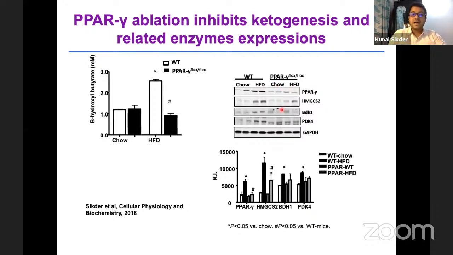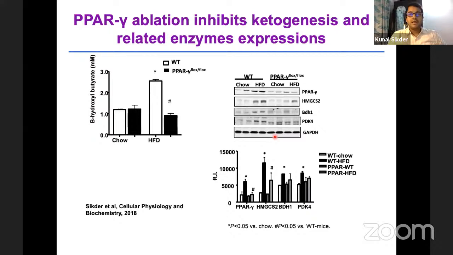We have seen that in the high fat diet group, the HMG-CoA synthase 2 expression is higher than the control. But with the PPAR gamma ablation, the expression goes down. The same thing is happening for BDH1 and PDK4. So this signifies that PPAR gamma has a role in regulating HMG-CoA synthase 2. The ablation of PPAR gamma downregulates HMGCS2, BDH1, and PDK4 expression.